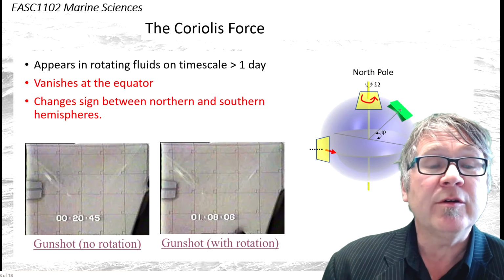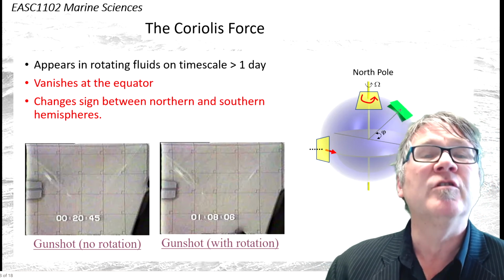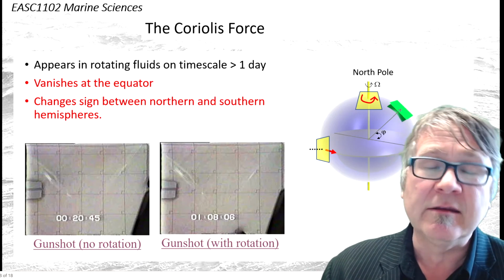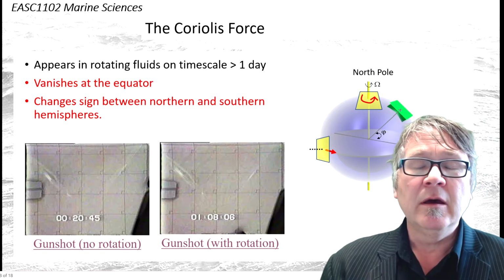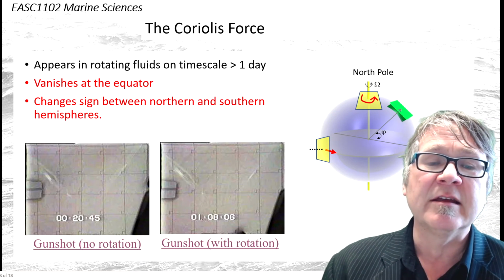Okay, so now what you can do is, with your turntable experiment, is just reverse the direction of your turntable, and then you'll see that the bullet will fly the opposite way. Okay, and this explains the difference of the Coriolis force between the northern and the southern hemisphere.